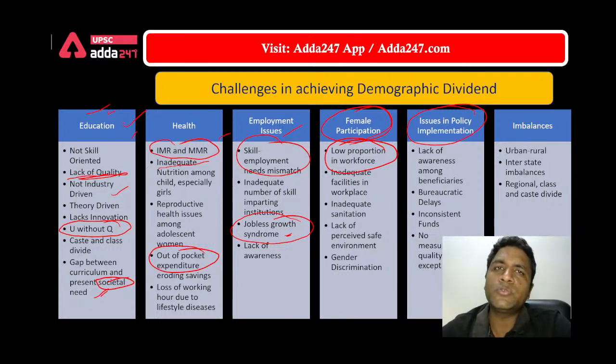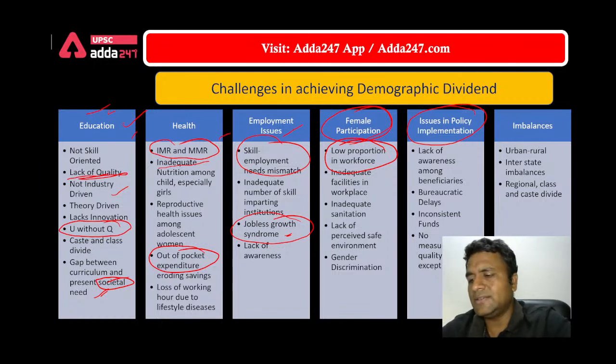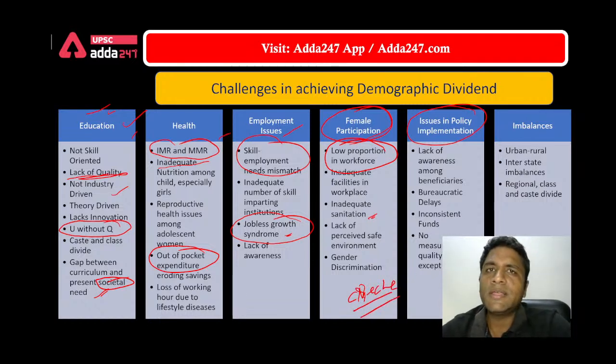Women many a times don't feel safe at the workplace. Then you have inadequate sanitation facilities in the workplace. You have fewer facilities. Let's suppose, post pregnancy, there is not enough creche facility for women, so that they can come to office, and the infant can also have some rest there at the workplace. So these are the facilities that we will have to take care of.